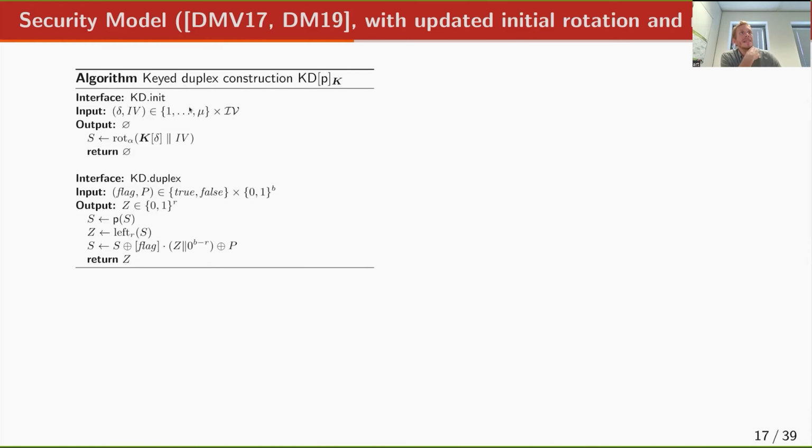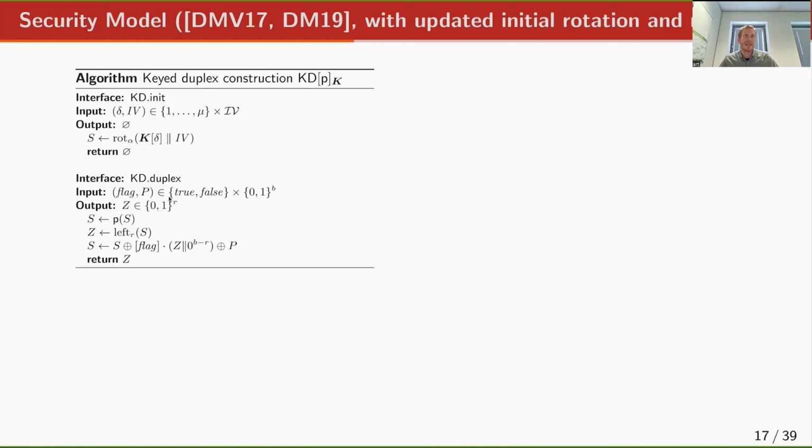In the initialization interface, you can give me some key parameter delta, which is between one and mu keys, because we look at multi-user or multi-key security, and some IV coming from some IV space. This may be a nonce space, this may be the entire B minus K bit space. It could be anything. It doesn't matter yet. It's just the IV space. What does the initialization do? It initializes the state with some rotation by alpha, it doesn't matter that much, of the key concatenated with the IV. And that's it.